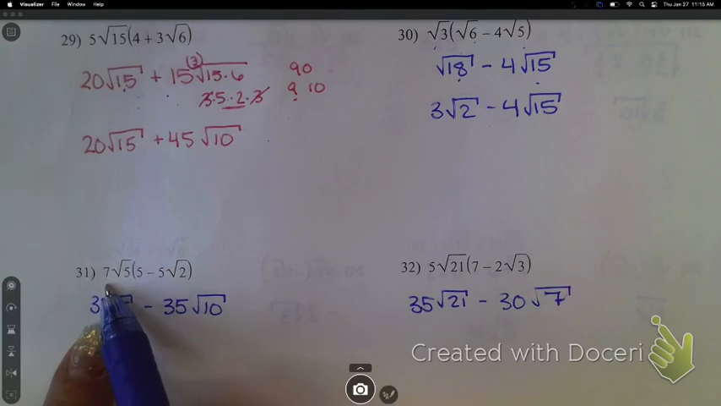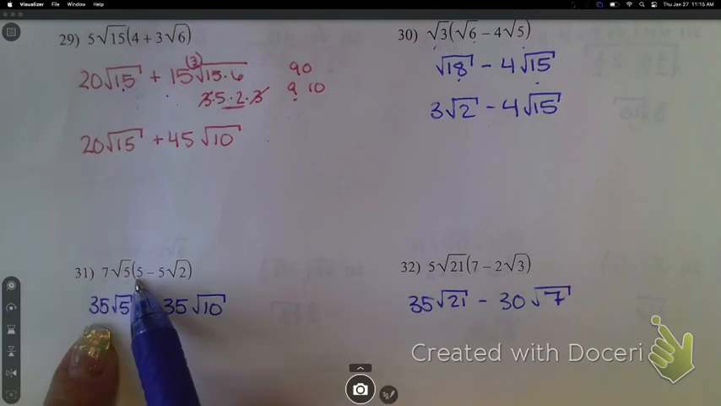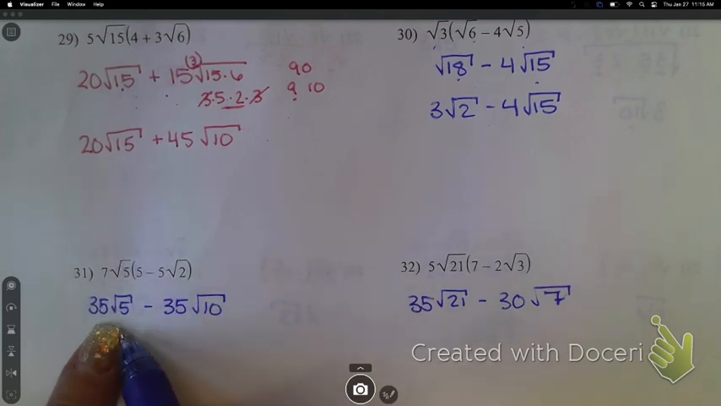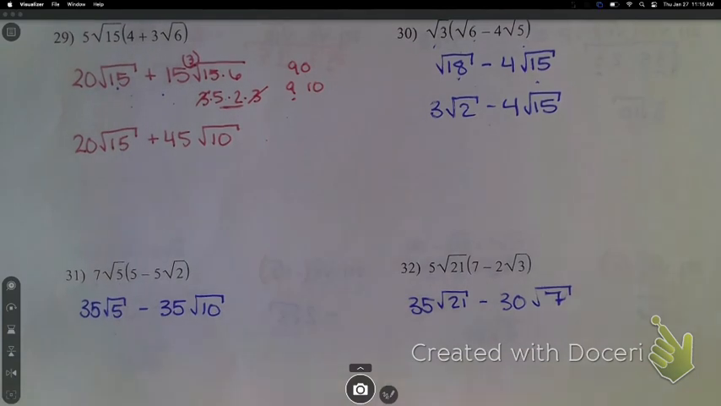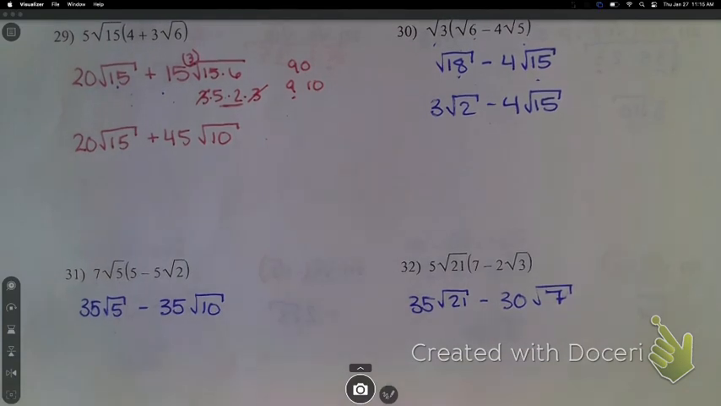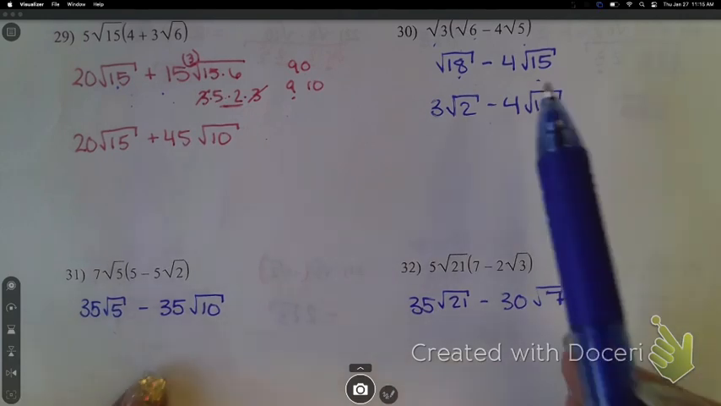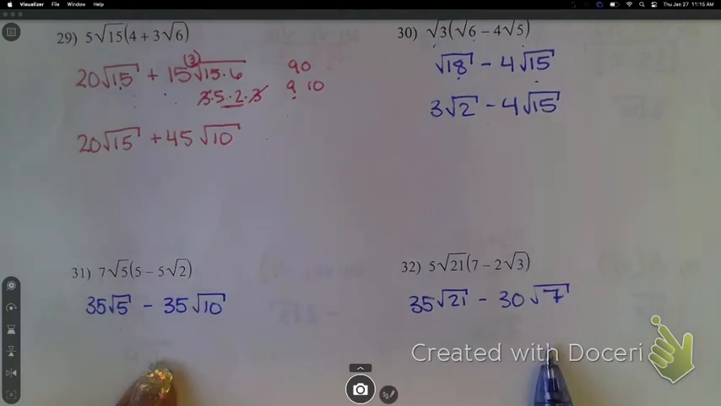Andrea, you only multiply the whole numbers together because there's no square root. So 5 times 7 is 35. And then the square root of 5 is just after it. Just like if I had 7x times 5, I'd have 35x, wouldn't I? Same thing. Okay? Was that your 2 mistakes then? Any other questions on 30, 31, 32?